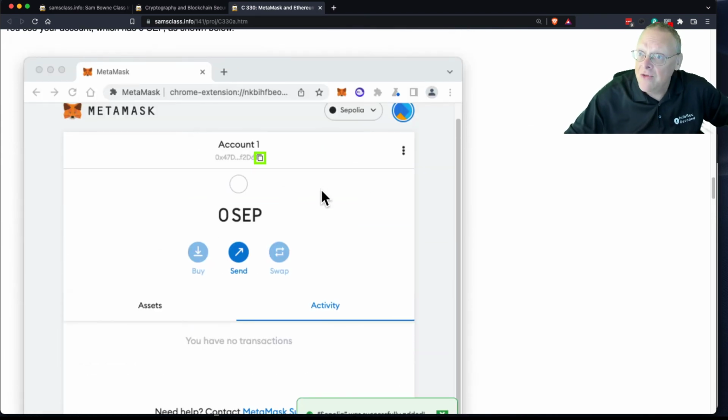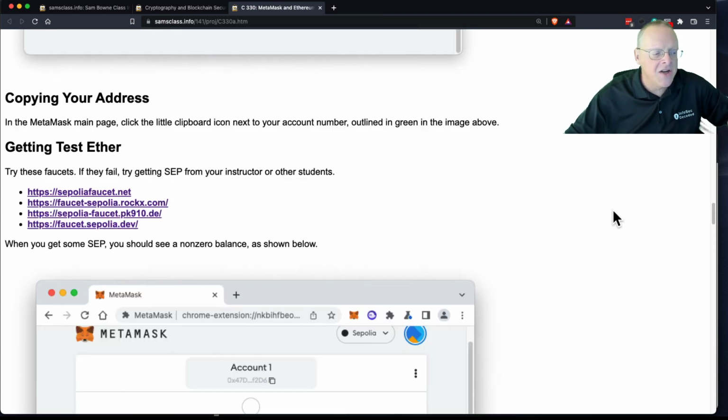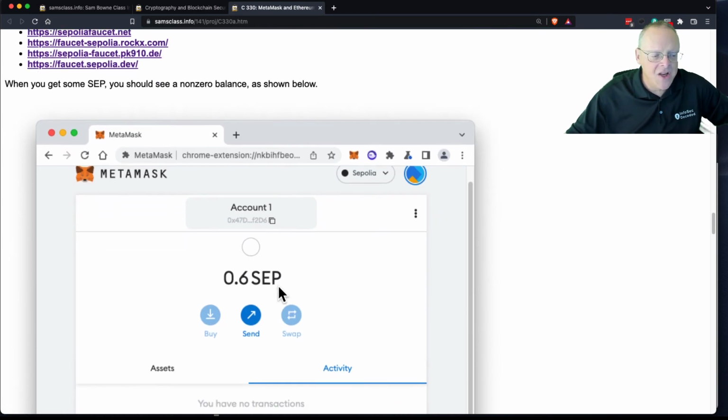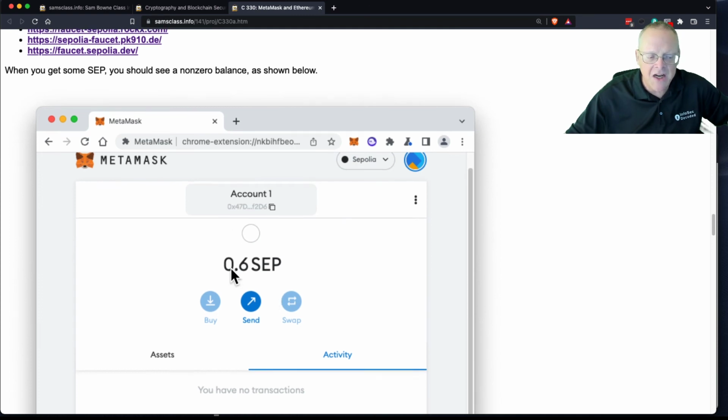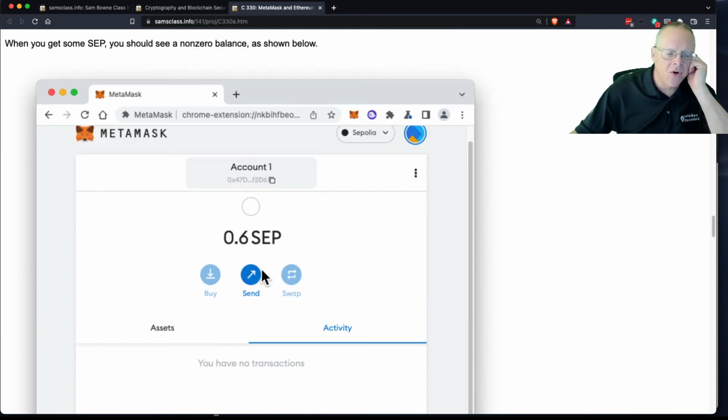Now you still have no coins, so you have to get some coins, and there are faucets that just hand out free coins on the testnets. And there's a variety of these faucets here. Some of them require you to tweet the address. Some of them require you to work for a while mining in your browser. And eventually you'll get some Sepolia. Like you see when I did it, I got 2.6 Sepolia.